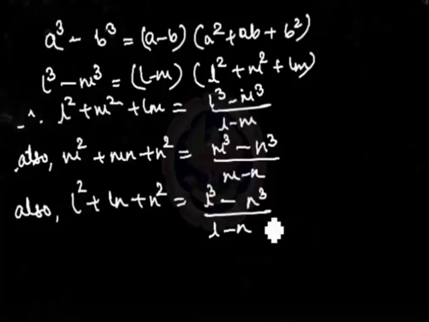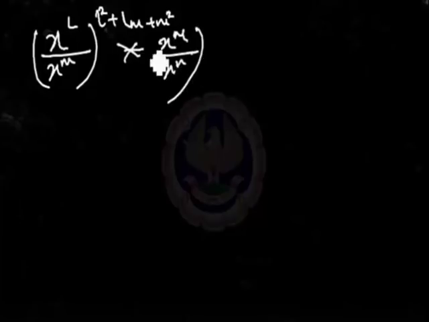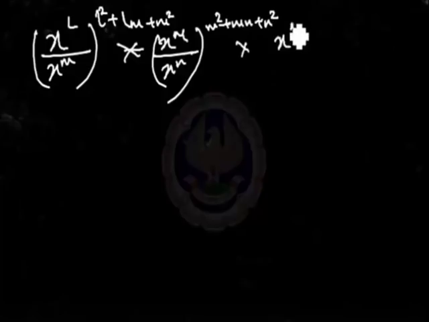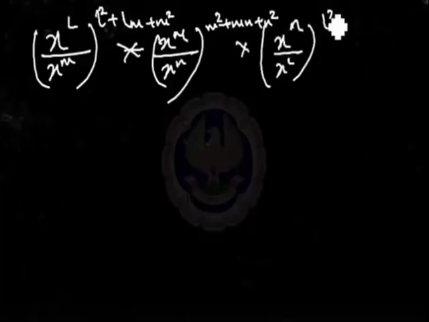Right? Now let's find out the value of (x to the power L by x to the power M) whole to the power L square plus LM plus M square, into (x to the power M by x to the power N) whole to the power M square plus MN plus N square, into (x to the power N by x to the power L) whole to the power L square plus LN plus N square. Agreed? See, just check one thing, that here they have N in the numerator and L in the denominator, right? So here when we have something written like L square plus LN plus N square, because N is in the numerator, just change this. Make this into N square plus NL plus L square.